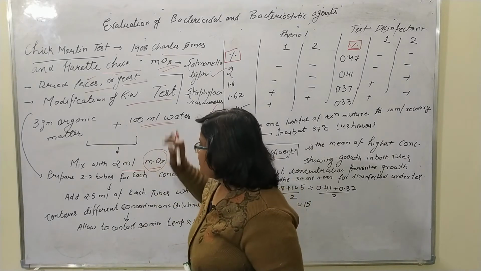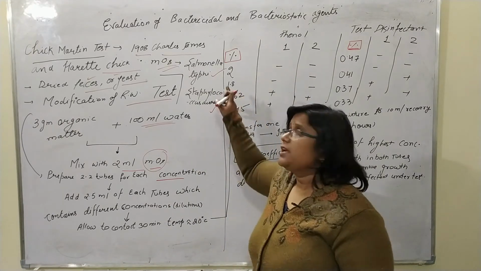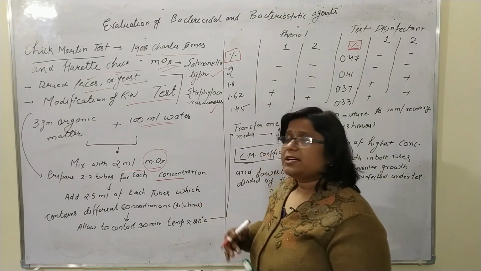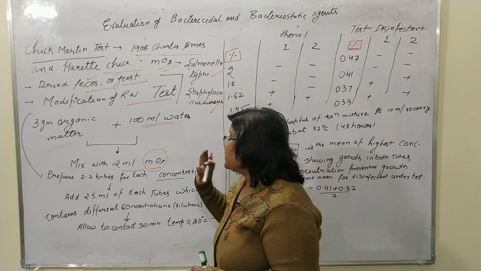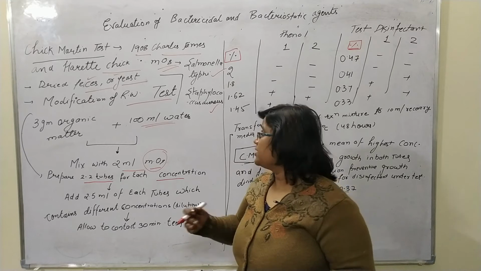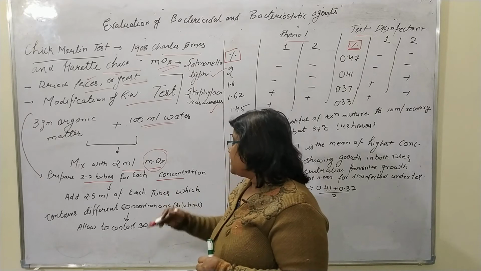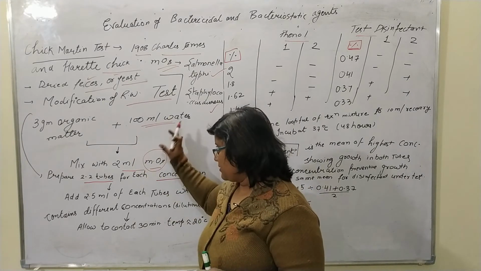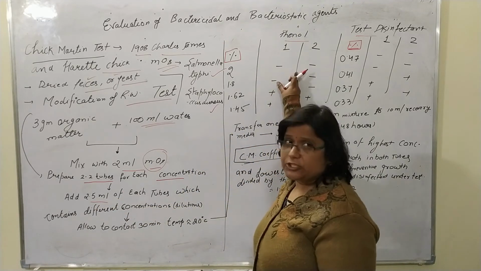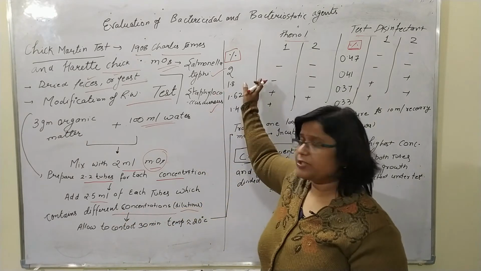Now we will prepare different concentrations. In this chart I will explain the different concentrations: 2%, 1.8, 1.6 to 1.45. We prepare concentrations like this, and for each concentration we prepare 2 tubes. Like phenol, we use the test disinfectant as well. Now from this mixture we add 2.5 ml to each of the tubes, which contain the different concentrations or dilutions.